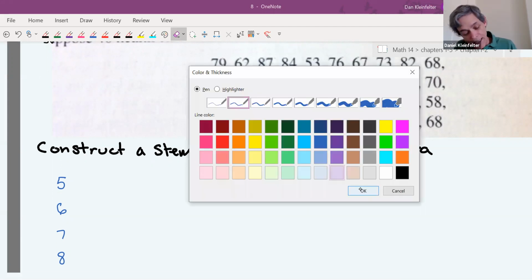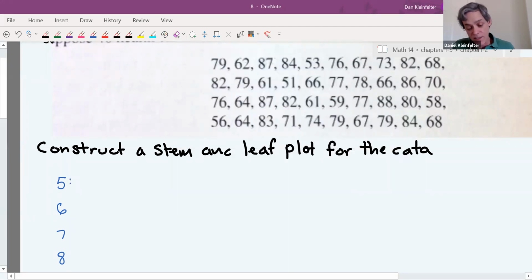I'm going to scan this and look for scores in the 50s. When I find one, I'll write it down and I'll also mark it in my list to make sure that I don't count it more than once. Scanning across the top row, I see a 53 and then nothing else in the first row. In the second row, I'm seeing a 51 and that's it. In the third row, I see a 59 and then a 58. In the last row, I see a 56.